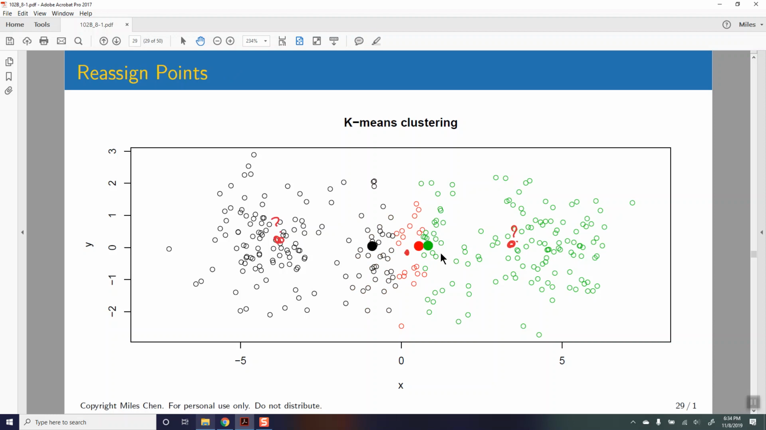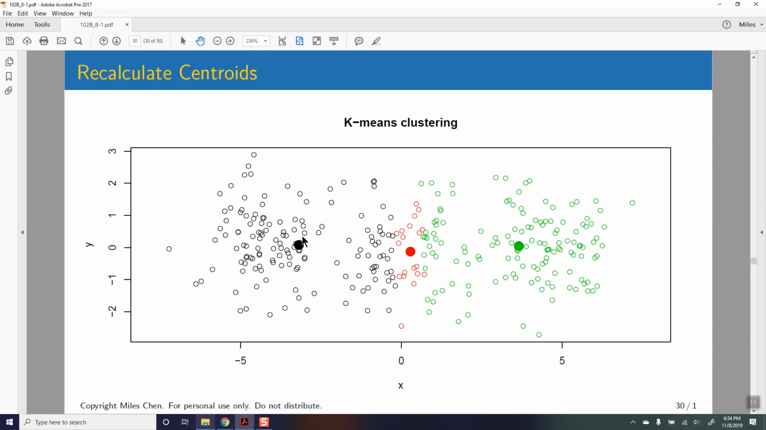Okay, so I was off for the black, but the green and red were pretty good. So we do this, and now we've recalculated the centroids, and now we're going to reassign all the points.